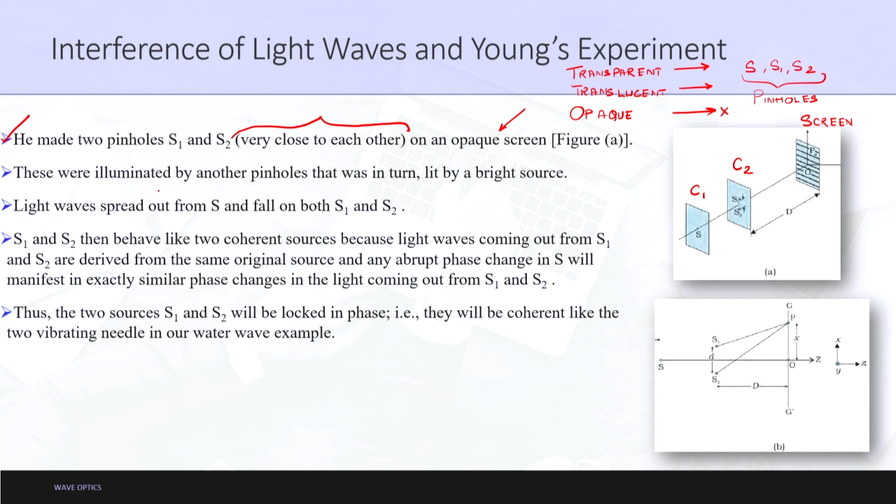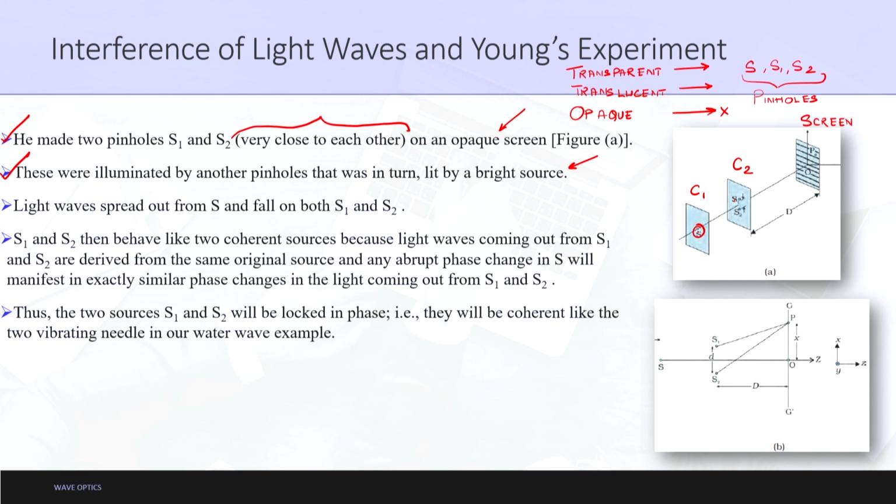These were illuminated by another pinhole that was in turn lit by a bright source. So quite evident, there is a single bright source, and the light emanating from this source, let's say I make a source here, was used to brighten up these pinholes. Light waves spread out from S and fall on both S1 and S2. Quite evident.